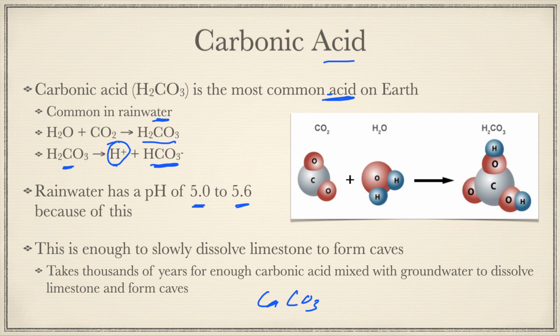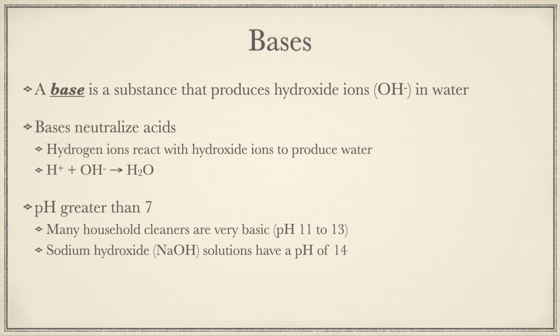This is just kind of a diagram showing what's going on here. So we have our carbon dioxide, we have our water molecule. These combine and you get your carbonic acid molecule here. Now bases, I said acids and bases are opposites. So a base is a substance that produces hydroxide ions in water. If you notice, hydrogen ions from our acids react with our hydroxide ions from the water or from the bases and produce water. Okay, so bases neutralize acids.